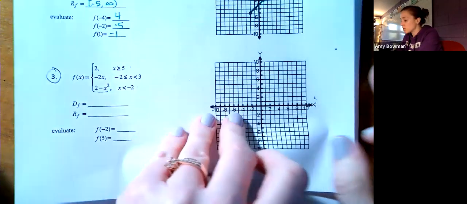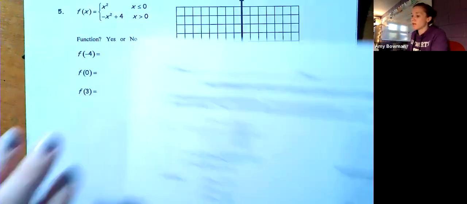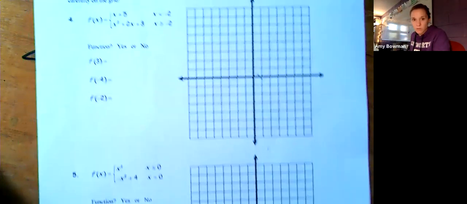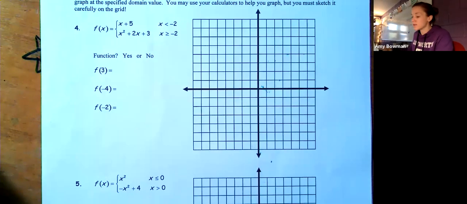All right, but I do want to go over the following, number 4. I want to go over number 4 with you as well. And then the remaining problems, I'm going to ask you to complete for homework and then turn in on the due date that I specified to you.